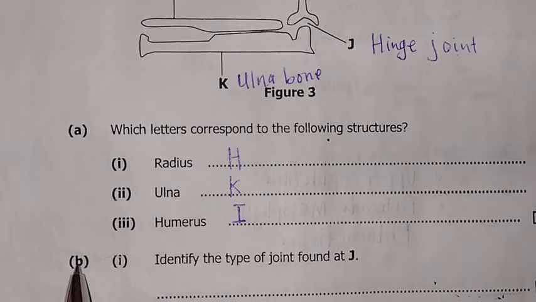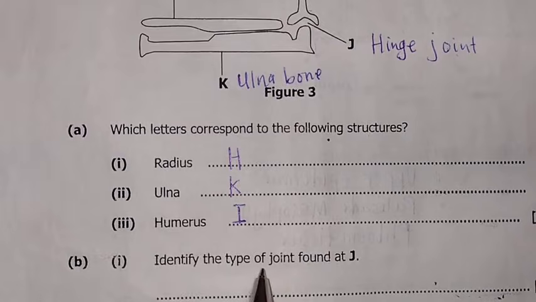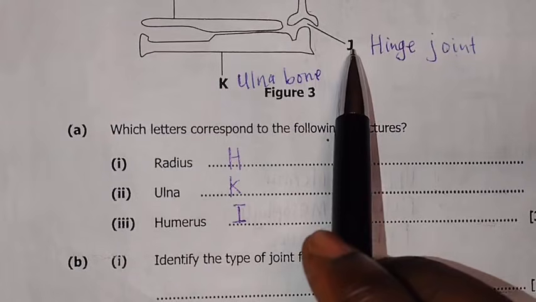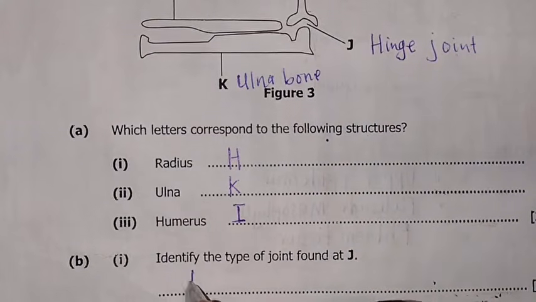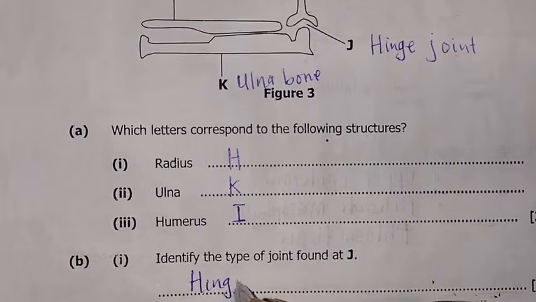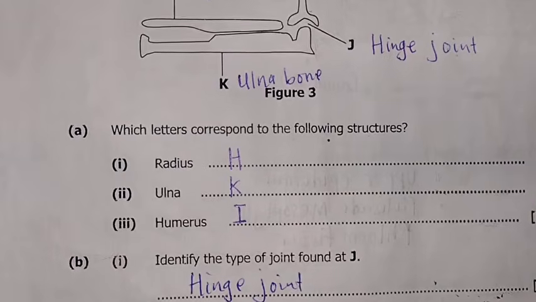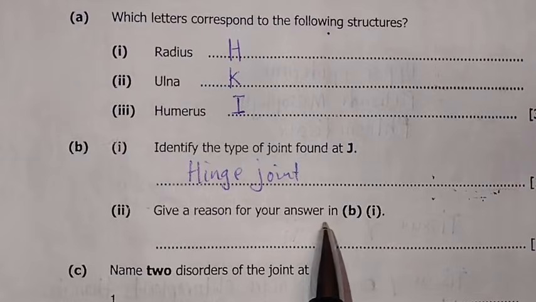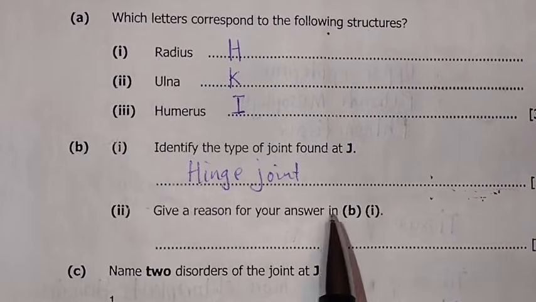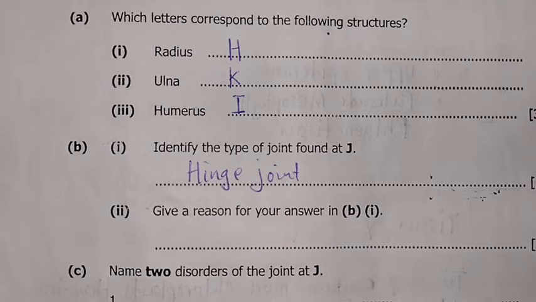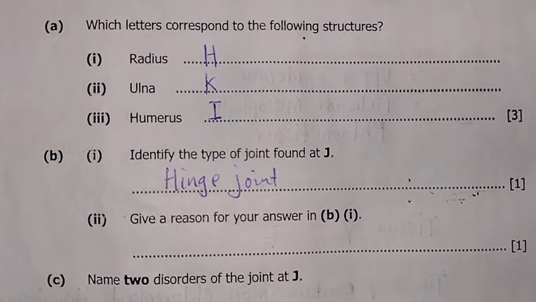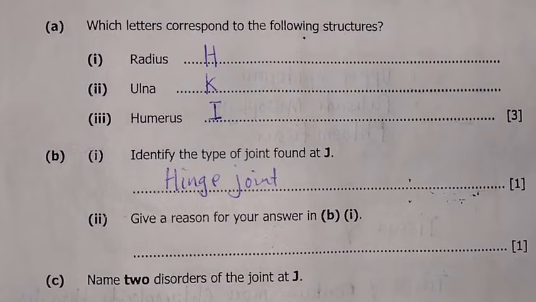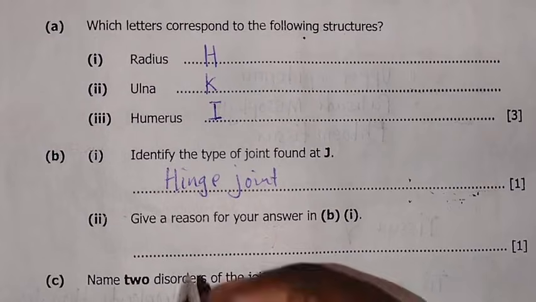Let us now look at question B right here. Identify the type of joint found at J. At J right here, we have the hinge joint. No need to waste too much time. Now let's look at another question. Give a reason for your answer in B1 above. Why have we said that this is a hinge joint? We have said that it's a hinge joint because it only allows movement in one direction only.